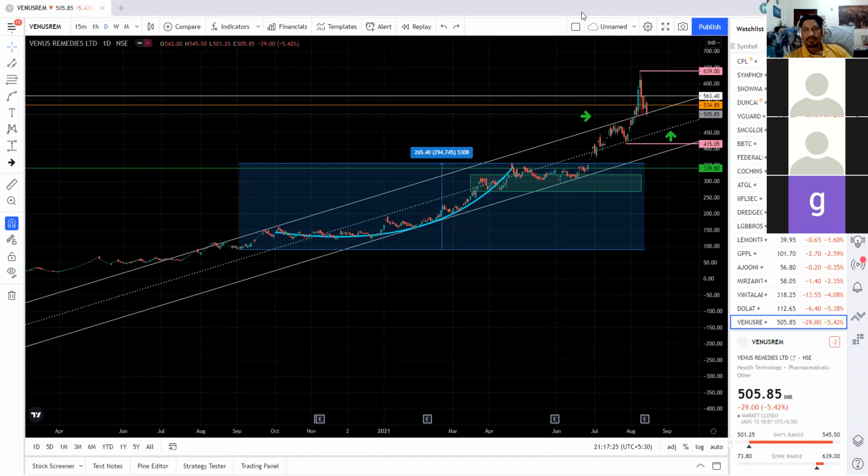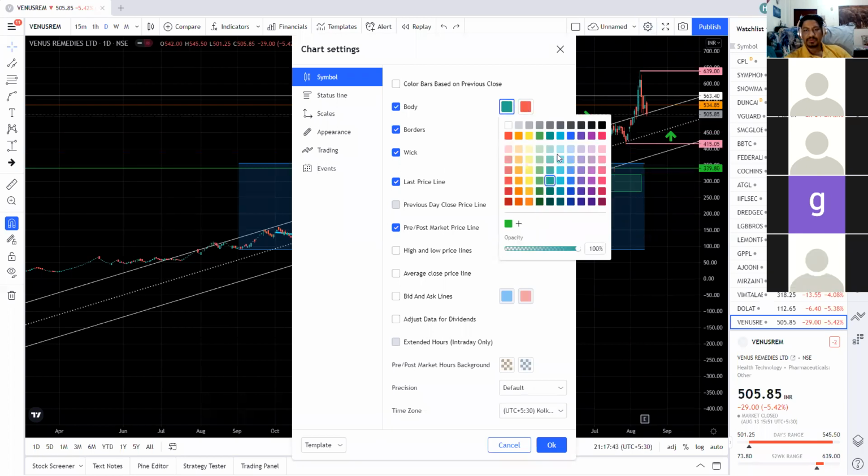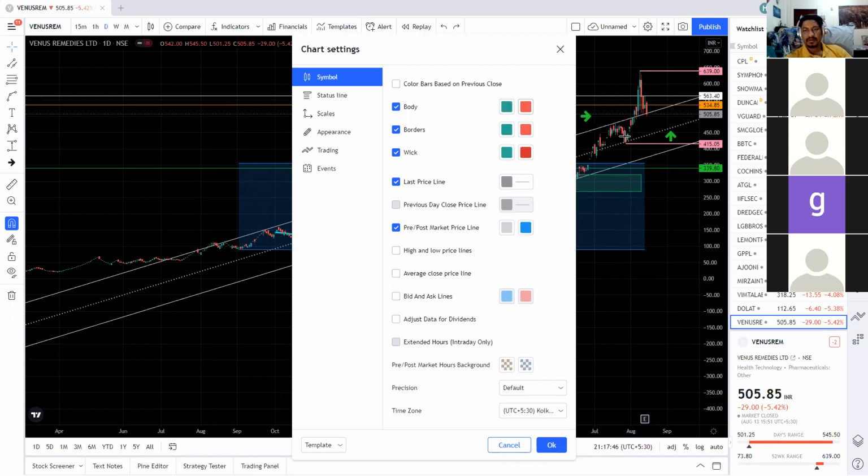The save option will come here, where it says unnamed. You can simply put a name here and these line drawings will be saved. Some settings are there, like the candle colors you want, green and red. Somebody wants blue, somebody wants pink. He can select his own color the way he likes it.